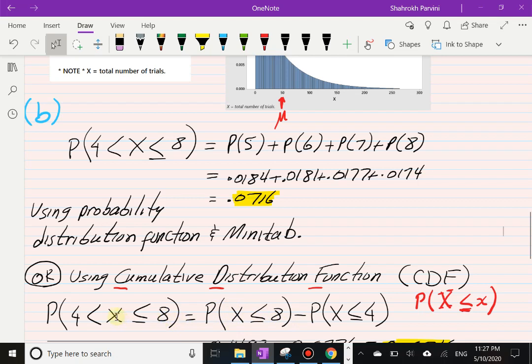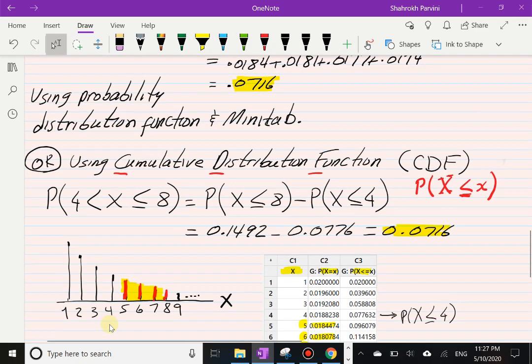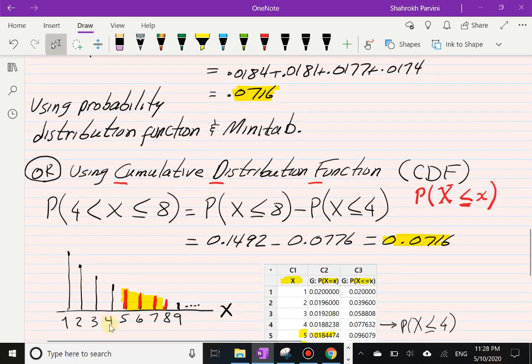Now, the probability of X greater than 4. If I don't include 4, that means 5, right? I have a graph here for you. So again, I want the probability between 4 and 8. This is actually the representation of that probability statement. Between 4 and 8, inclusive at 8, exclusive of 4, means 5, 6, 7, 8. So I want to find these 4 probabilities, which we did up here.